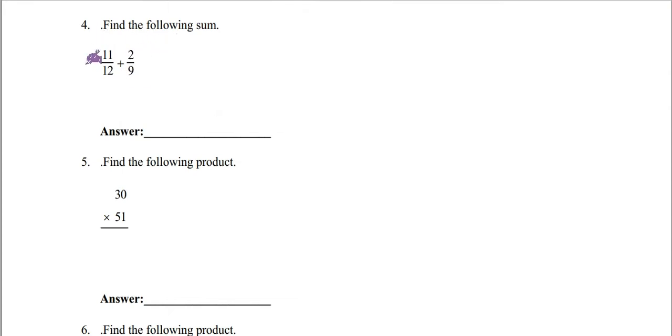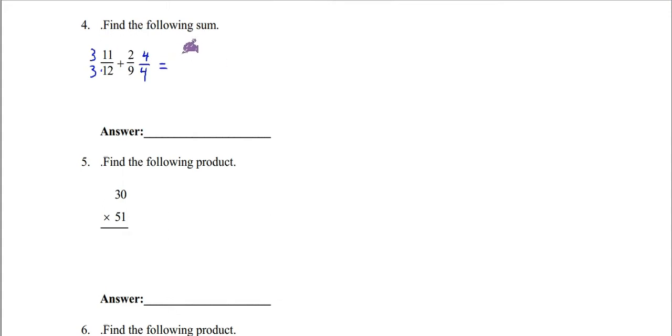Here, we're going to add these together. We need a common denominator. Our common denominator is not going to be 9, it's not going to be 12. I hope it's not 9 times 12. This is 3 times 4, this is 3 times 3. So if we had 3 times 3 times 4, it would be good. 36. So if we multiply this by 3 over 3, and this by 4 over 4, that should give us a denominator of 36 for both.